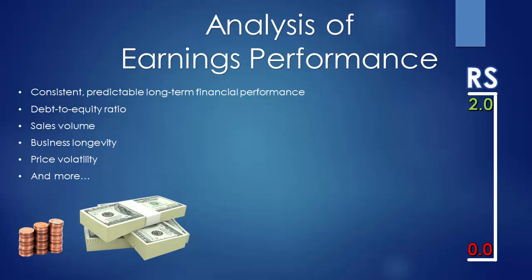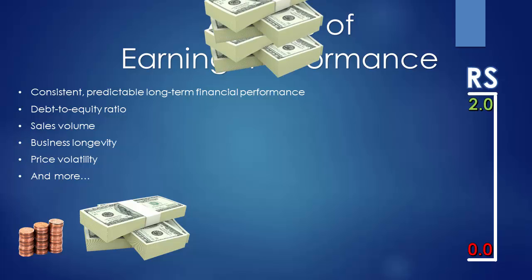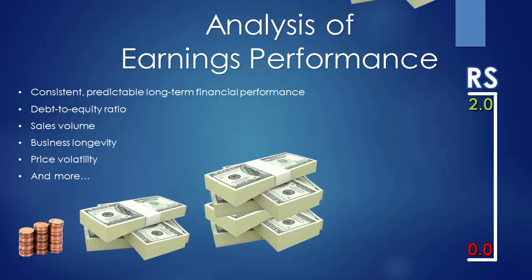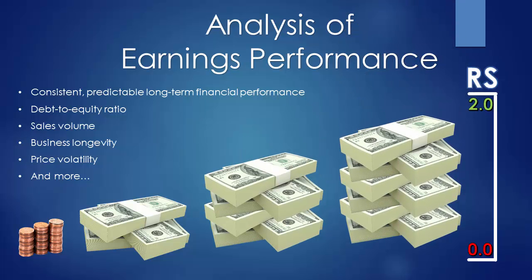To really make an accurate assessment of risk, relative safety digs deeper than just the current earnings. It's putting a company's long-term financial track record under a microscope. Consistency, predictability, debt, sales, volatility, it's all baked in. The more money they make, the more consistently they make it, and the more secure it is based on those other factors, the higher their safety ranking will be on that 0 to 2 scale. Above 1 favorable, below 1 unfavorable.